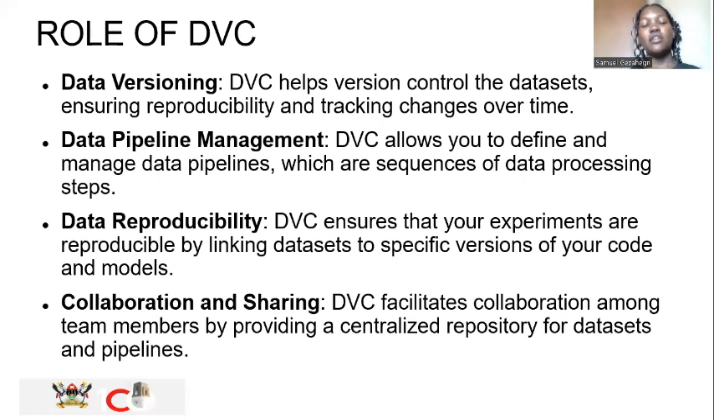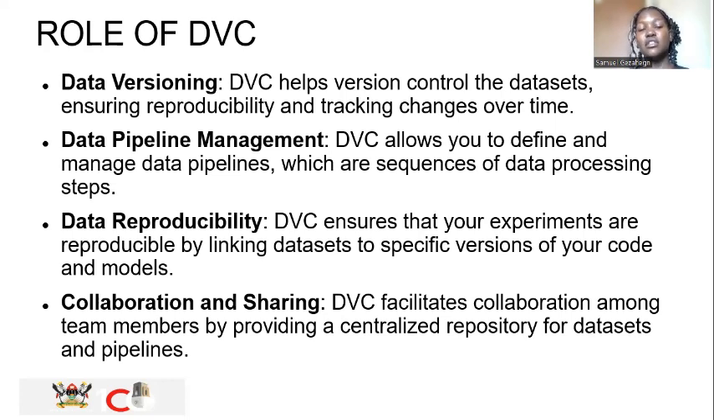And then also the roles of the data version control. The first role is data versioning itself. DVC helps version control the datasets, ensuring reproducibility and tracking changes over time. So it controls the changes in datasets. And then data pipeline management. DVC allows you to define and manage data pipelines, which are sequences of data preprocessing steps. These are basically steps that you go through to produce data and maybe deploy a model.